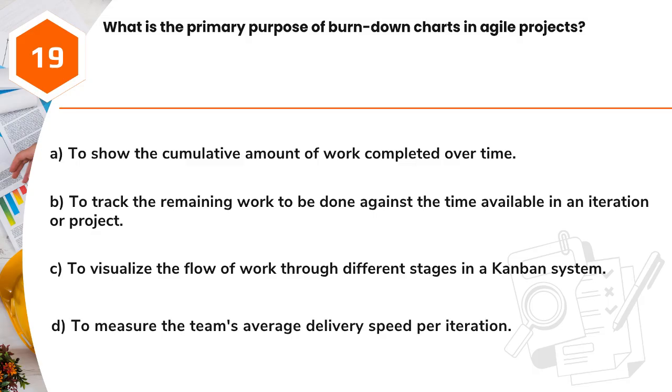Question 19. What is the primary purpose of burndown charts in Agile projects? A. To show the cumulative amount of work completed over time. B. To track the remaining work to be done against the time available in an iteration or project. C. To visualize the flow of work through different stages in a Kanban system. D. To measure the team's average delivery speed per iteration.